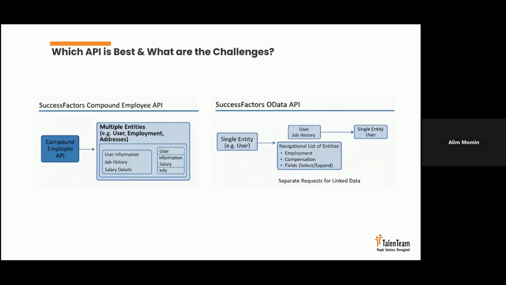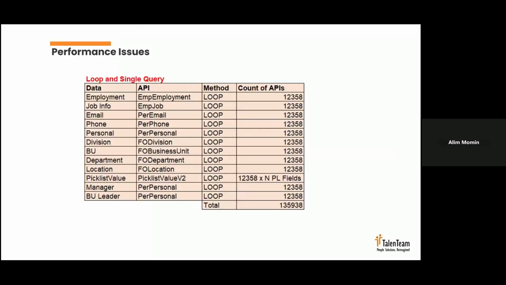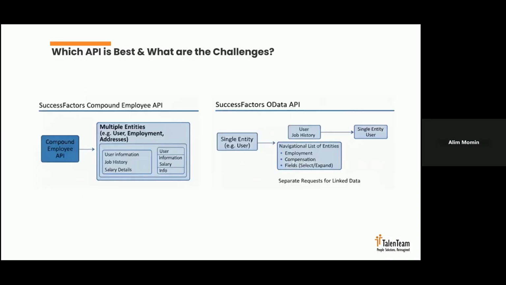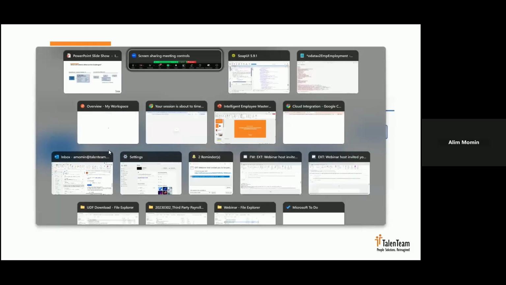So both of these options, you have to decide based on your requirement, what data you are trying to access. If it's just 2 or 3 tables you're trying to access, then OData API is the best method. But if you are accessing more tables and you are not sure in future this requirement will keep increasing, then it is better to go for compound employee API. Now, what are the challenges we see around these APIs, both the APIs? It's a common challenge.